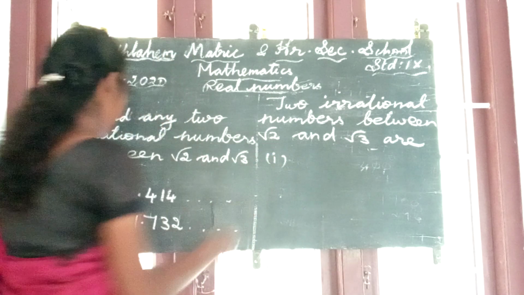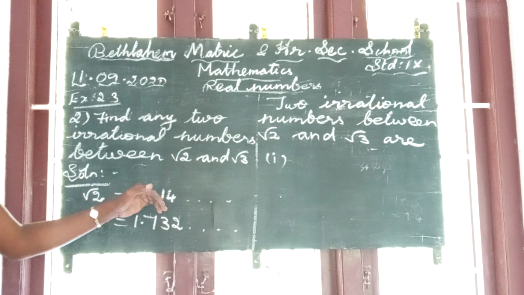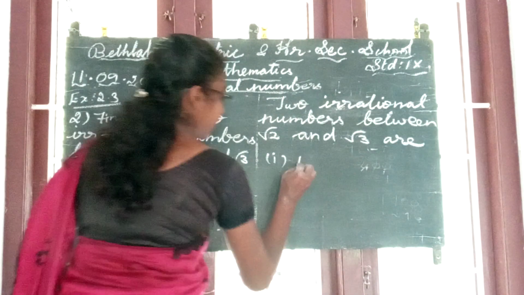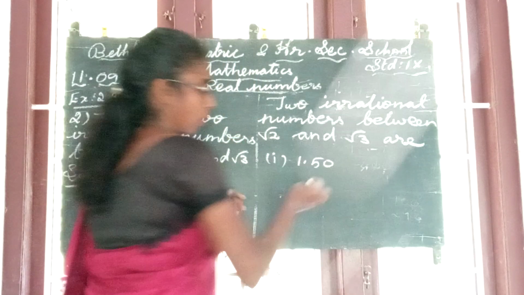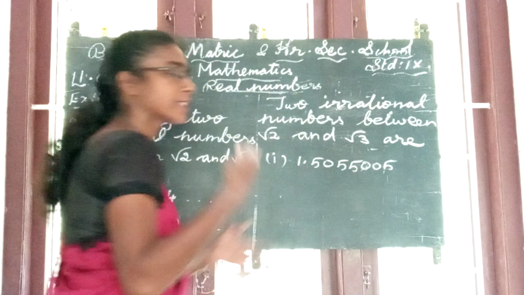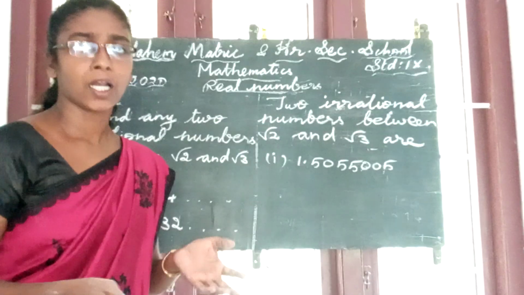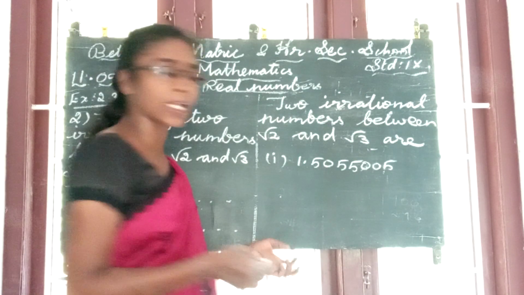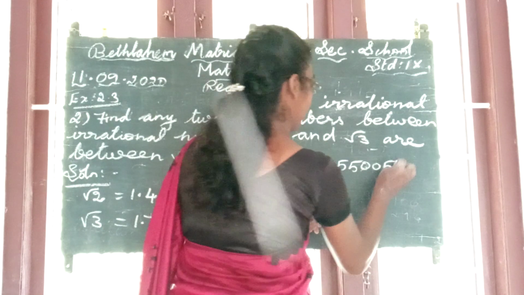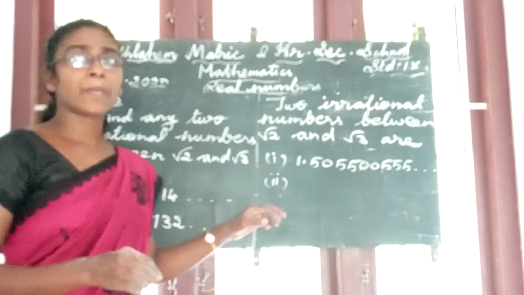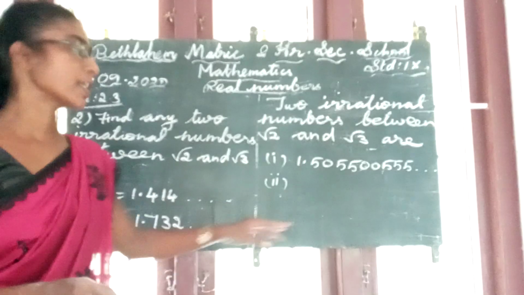Can you say one number in between 1.4 and 1.7? 1.5 first I am writing. 1.5 after that 0, 5, 5, 5, 0, 0, 5, 5. You can write some other number also, not only this number. 1.50, 5500, 555 etc. Many irrational numbers are there between these two numbers.